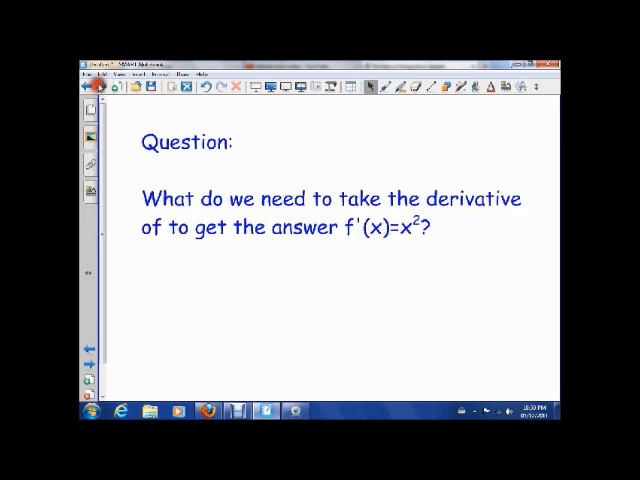But the basic question that we want to know is, what do we need to take the derivative of to get the answer f prime x equals x squared? That's the simple case. So what is f of x? Think to yourself, I need to have something here so that when I take the derivative, I get that as the answer. Now that exponent there, remember when we take the derivative, the exponent decreases by 1. So that means that my original function had to have the exponent 3 up there.